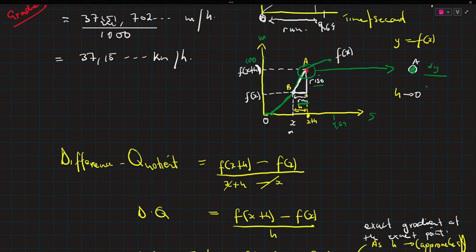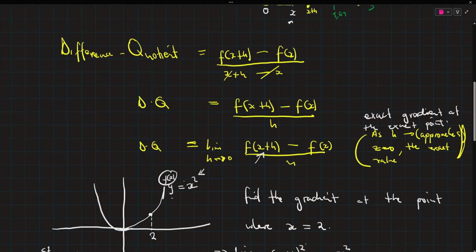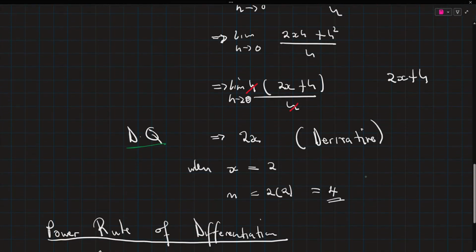So when you are using the first principle to find the exact gradient at the exact point, the x value is also going to become the delta x, and the y value is becoming small as well. So that's what we call the dy on dx. It simply means difference of quotients, or the gradient at the exact point.